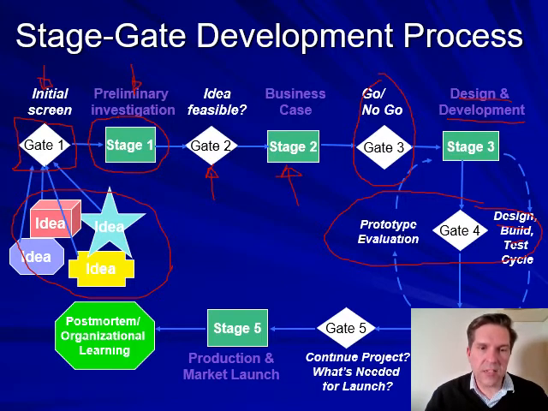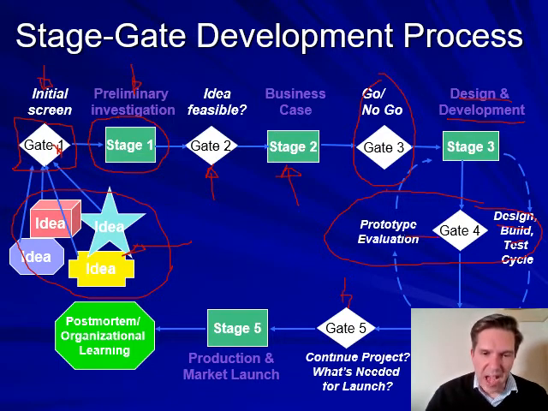The idea here is you start with maybe 100 ideas. Then from 100, you get to 10 or 20 here. Then you get to maybe 6 here. Then maybe you get to 4 here. Then maybe you get to 2 here. And maybe here, there is only 1 that makes it. Maybe 2.